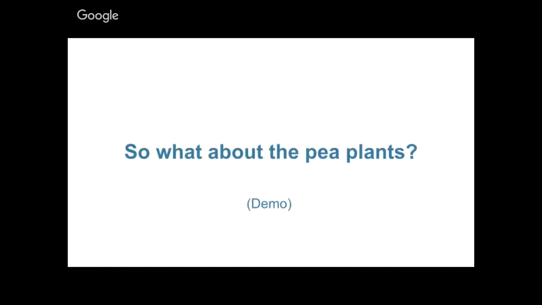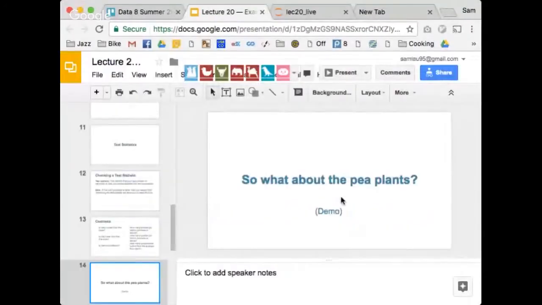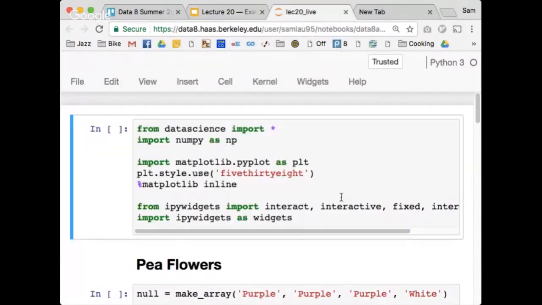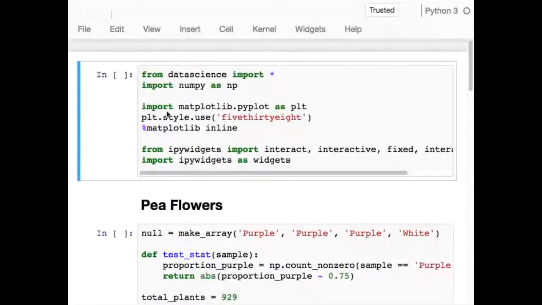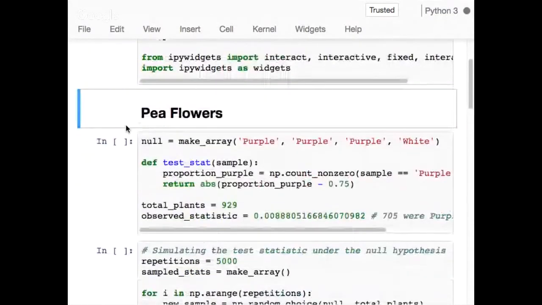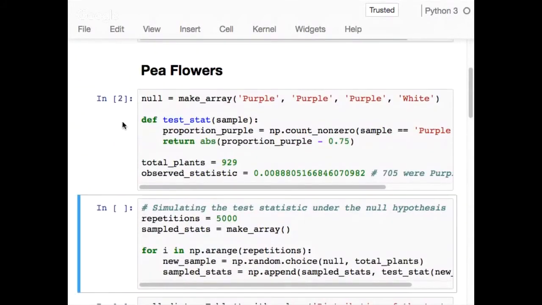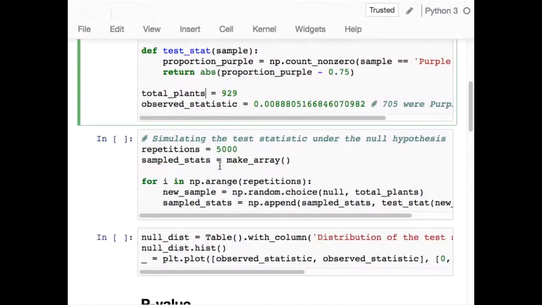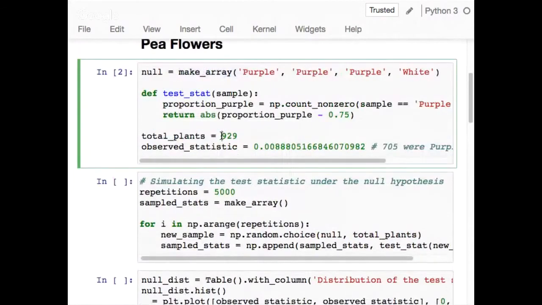So what about the p-plants? So think about that, and let me show you what we did yesterday. So now that you kind of had that in your mind, let's see if you can again take a look at this question that I asked yesterday about the p-plants. All right. So here's the same stuff I did yesterday. Okay. So here's my null distribution.